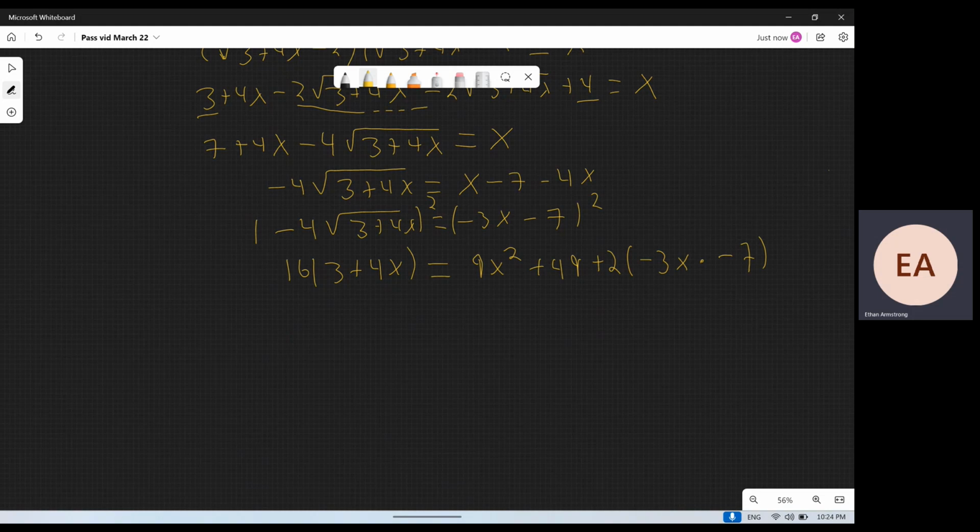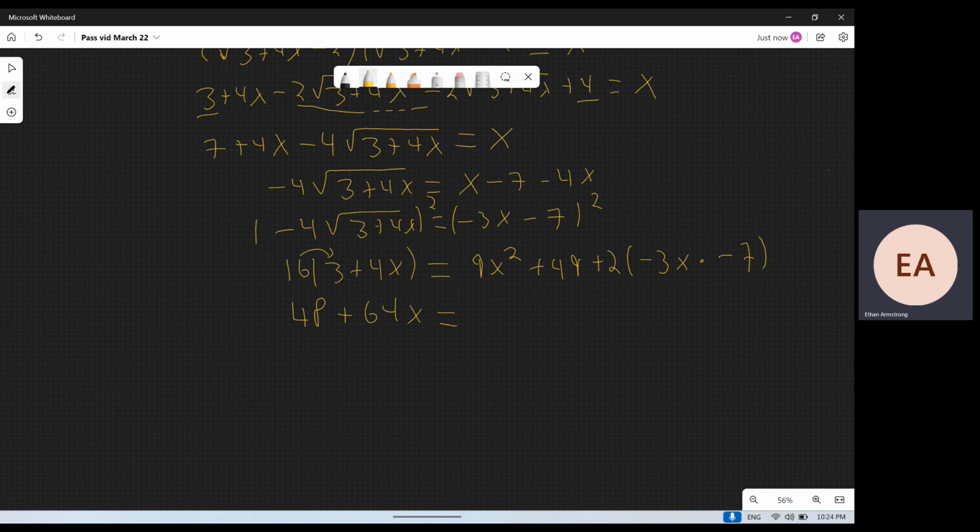Okay, sorry about that. And now we will expand and simplify this out. So we have 16 over here times 3 plus 4x. We'll just expand that. So 16 times 3 is 48. 16 times 4x is 64x. Equals 9x squared plus 49 plus 2.